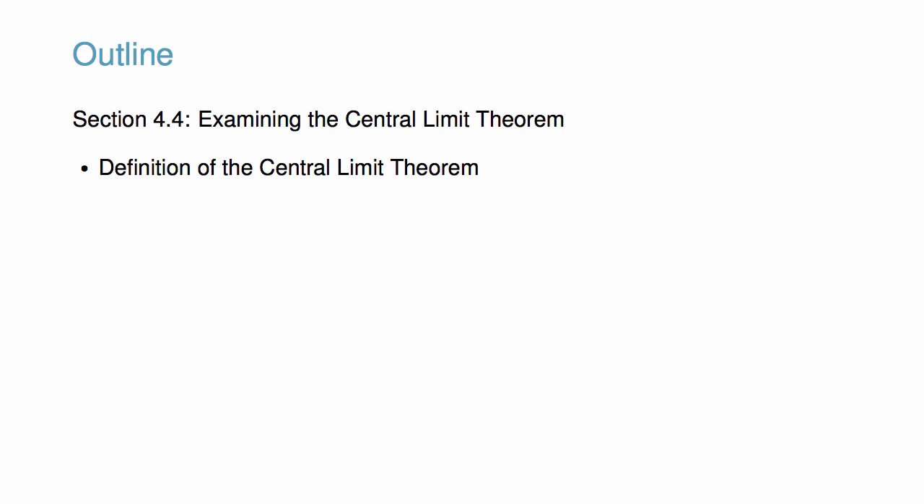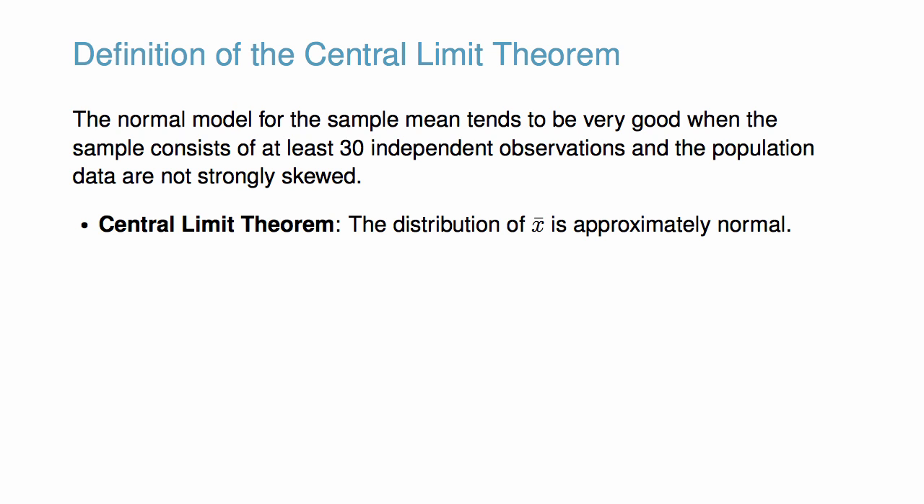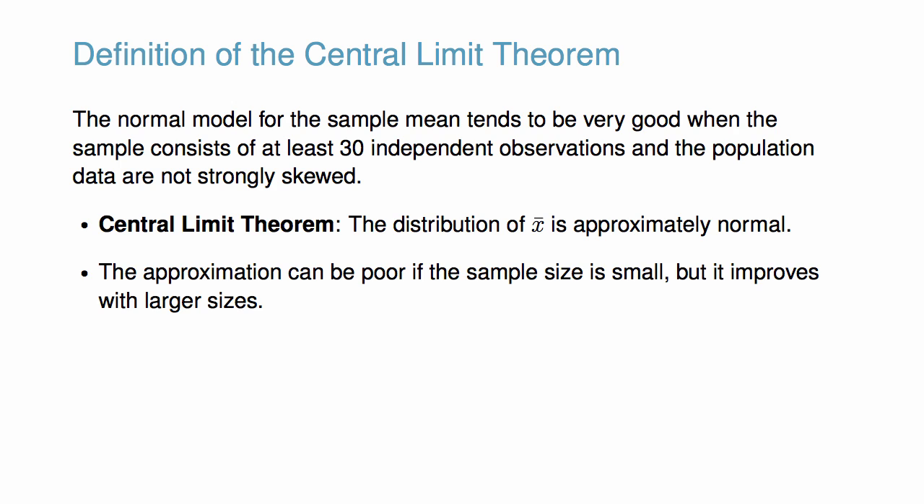We will begin with an informal definition of the Central Limit Theorem, and then we will see how it relates to a few examples. The normal model for the sample mean tends to be very good when the sample consists of at least 30 independent observations and the population data are not strongly skewed. The Central Limit Theorem provides the theory and says, informally, the distribution of the sample average is approximately normal. The approximation can be poor if the sample size is small, but it improves with larger sizes.